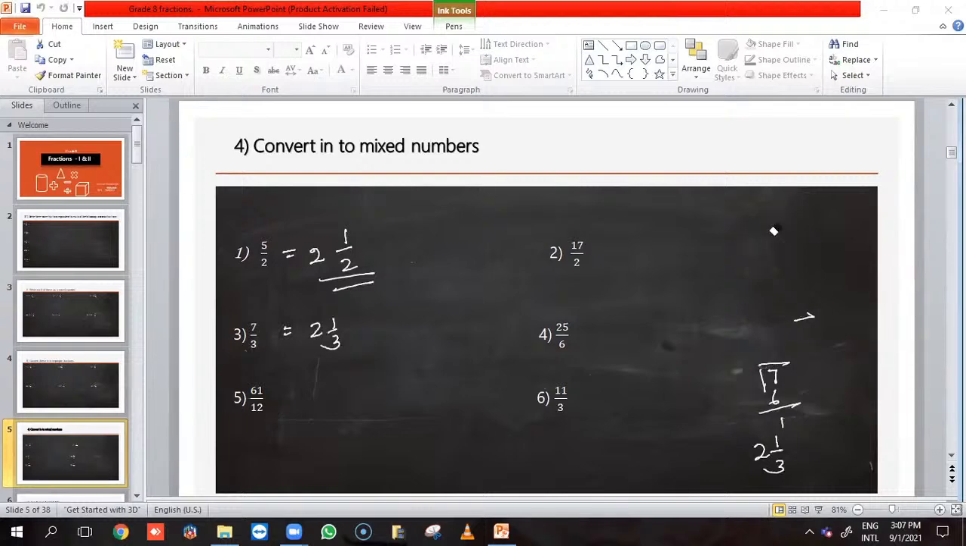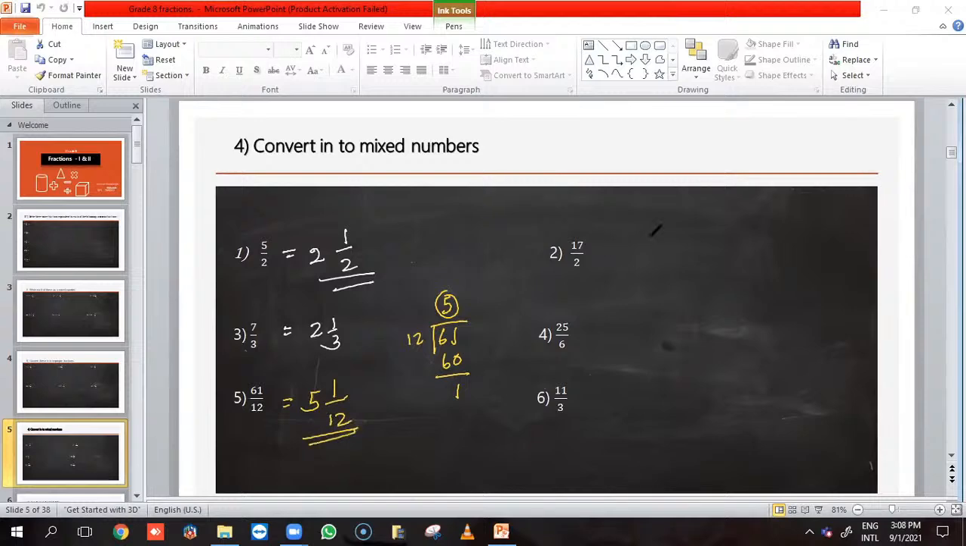Then 61 over 12. I will do the rough work here, right? 61 divided by 12. 61, how many 12s are there? 5. 5 times 12, 60, 1 remains. So the answer: quotient in the middle, remainder at the top and the divisor at the bottom. So we wrote this as a mixed number.